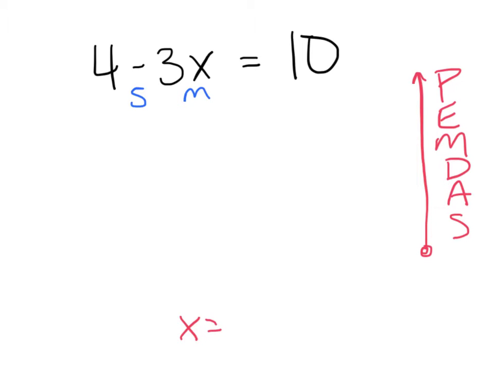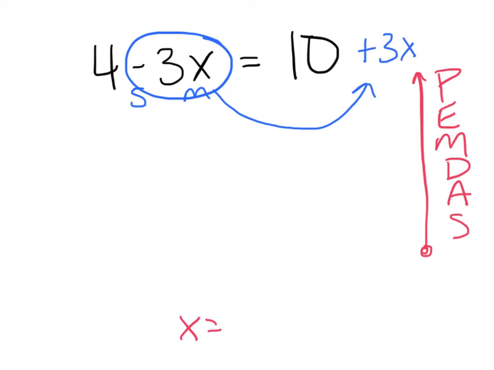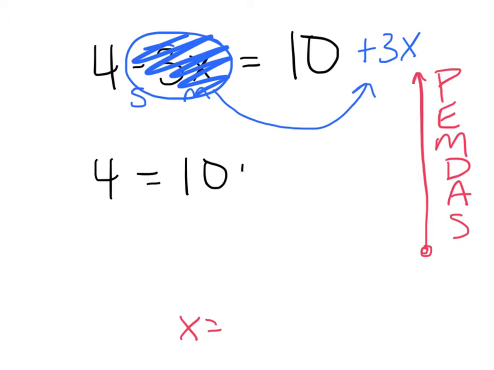Well, let's go ahead and get rid of my first operation, which is minus 3x. When I get rid of minus 3x and it goes to the other side, it becomes a plus 3x. Now I've got 4 equals 10 plus 3x. Doesn't look like I made any progress. Let's keep going.